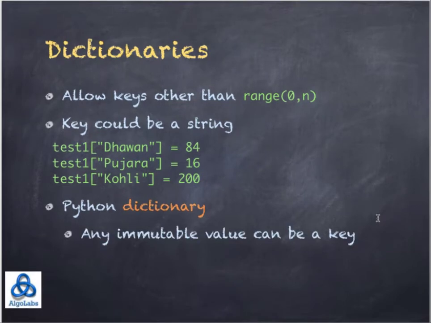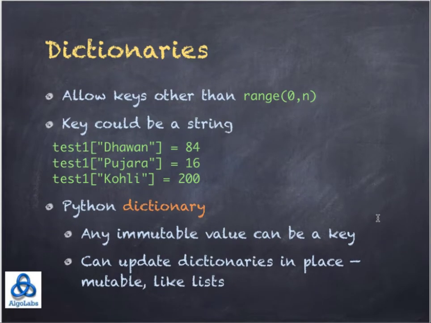What can we use as a key? Well, any immutable value. So we can use a number, we can use a string, we can use a tuple, but we cannot use a list because a list is a mutable value, something that can be assigned subparts in place. We cannot use a dictionary either. So dictionary is also mutable, that is, we can change the value assigned to a key.